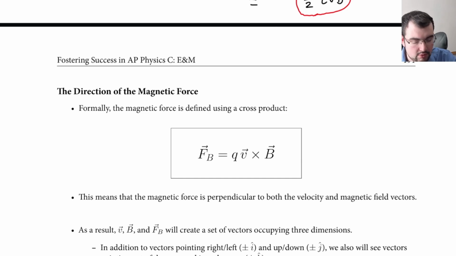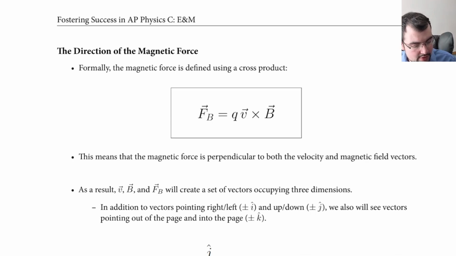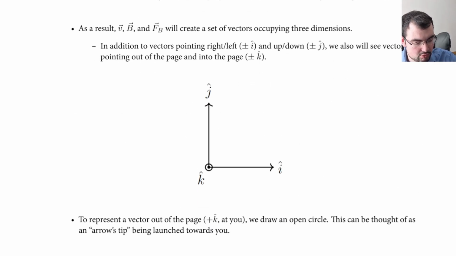So we're going to be doing everything in 3 dimensions because the magnetic force uses an operator known as the cross product, which takes in 2 vectors and spits out a third vector perpendicular to both. So if V is in the X and B is in the Y, then the force is in the Z. So your V, B, and F actually make a 3D coordinate system. So you get all 3 axes represented with this. Remember that we usually just live in this world of I hat being to the right, J hat being up. Well, now we're going to be representing 3D.